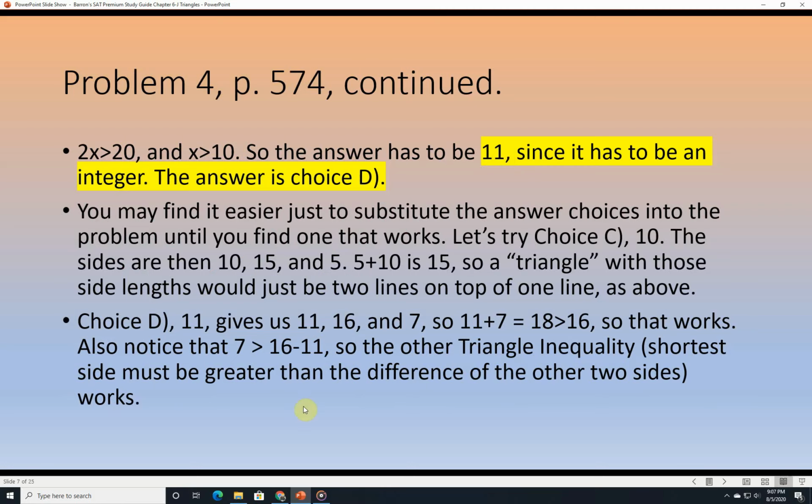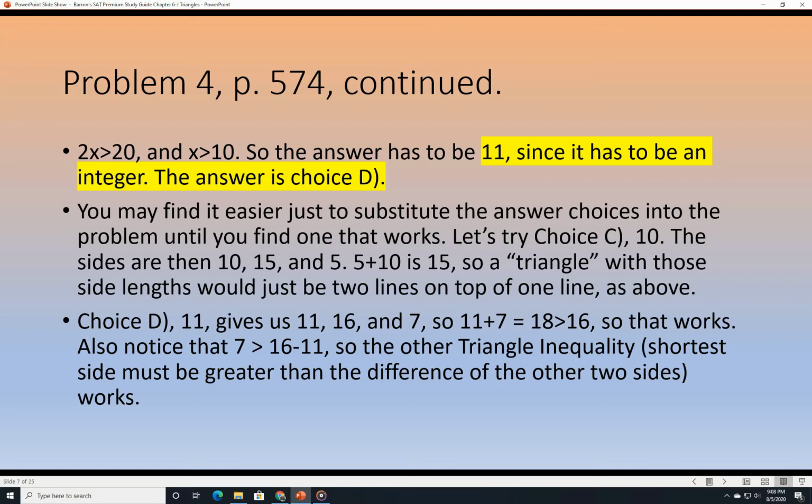You may find it easier just to substitute the answer choices into the problem until you find one that works. Let's try choice C, which is 10. The sides are then 10, 15, and 5. 5 plus 10 is 15, so a triangle with those side lengths would just be two lines on top of one line, or an open figure as listed above.